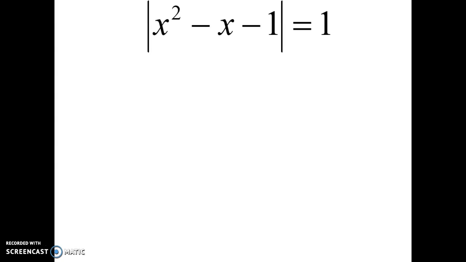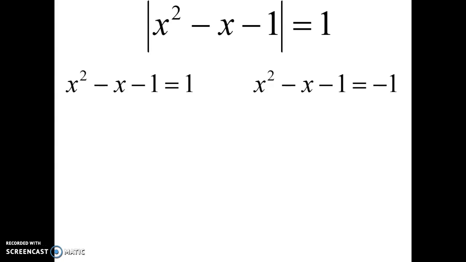Okay. So we're going to make our two equations because the absolute value brackets are by themselves on the left-hand side. So we're going to have an equation where the answer is 1, and an equation where the answer is negative 1. Okay, we have to get these two quadratics to be equaling 0, so we're going to subtract the 1 on the first one so that we get x squared minus x minus 2 equals 0. All right, now we can solve that.